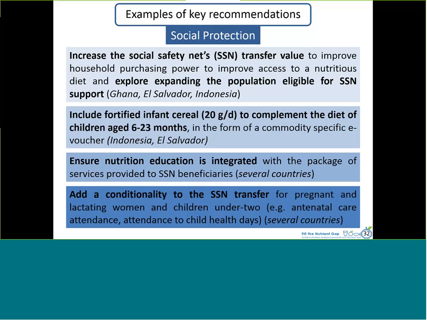Another component, of course, is nutrition education, social behavior change, and finding good opportunities to deliver that, so as to really make the social safety net more nutrition sensitive also in that way. For example, adding a conditionality to the social safety net transfer, such as attending antenatal care or attending child health days.